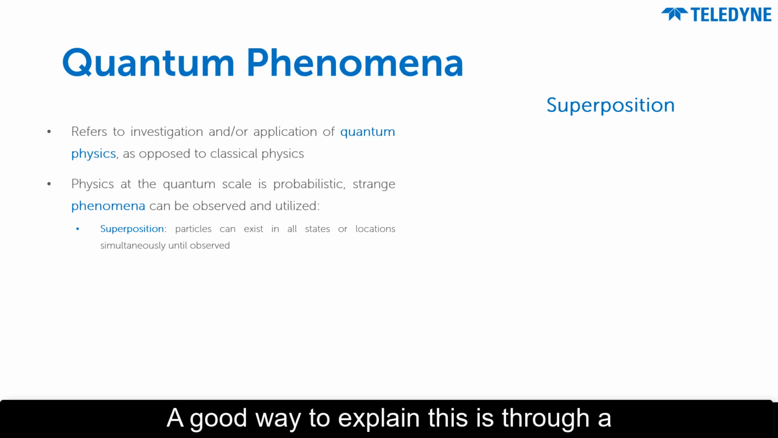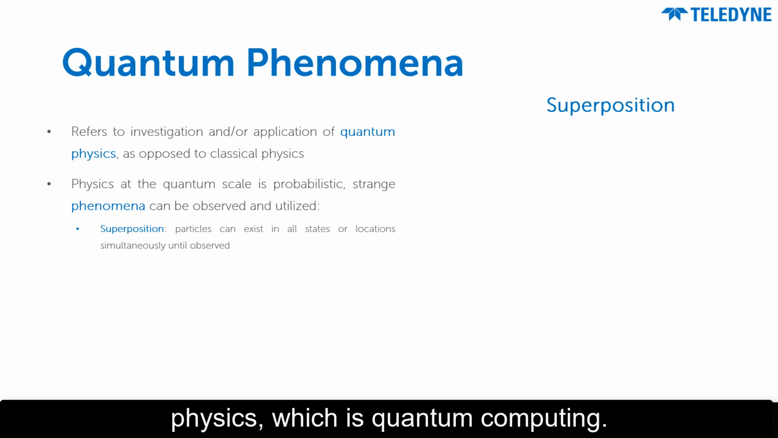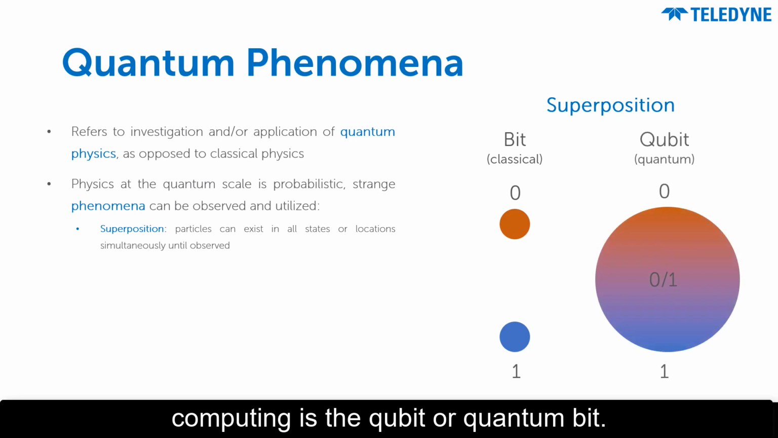A good way to explain this is through a more well-known application of quantum physics, which is quantum computing. So in classical computing, the basic unit of the computer is the bit, where 8 bits makes a byte. So each bit carries information and is either a 0 or a 1. The classic binary code. For quantum computing, it's a little different. So the basic unit of quantum computing is the qubit or quantum bit.